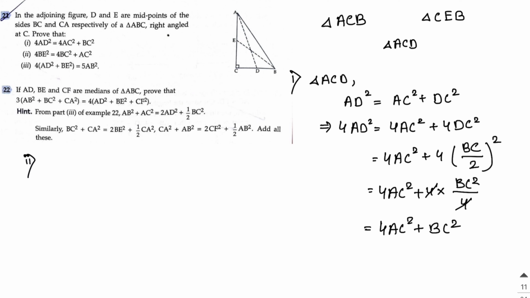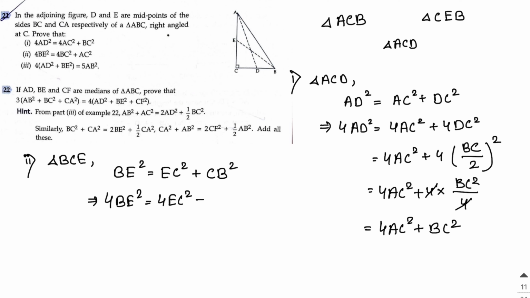Now the next one, number 2. Here in number 2, from the right angle triangle BCE, you can write down BE square is equal to EC square plus CB square. Okay, now again, if you want to multiply this one 4 with each and every element, so that one equal to 4BE square, then 4EC square, then plus 4CB square.